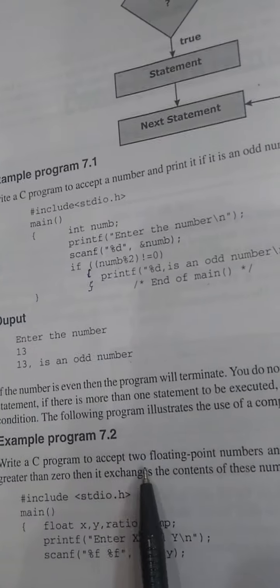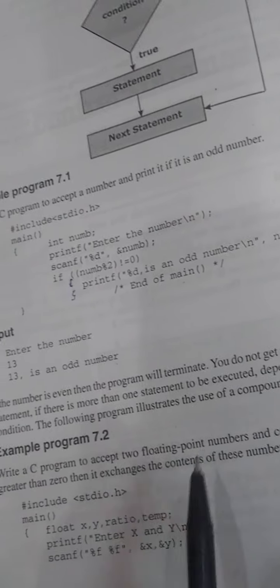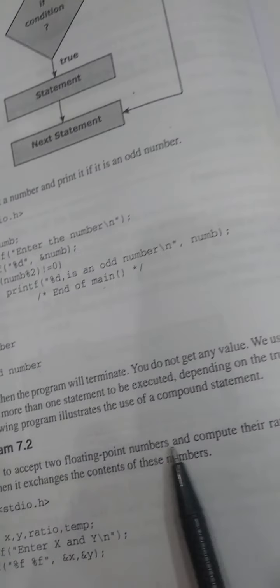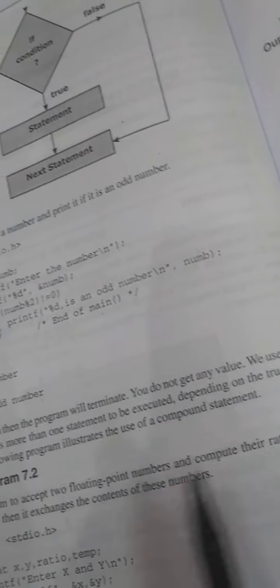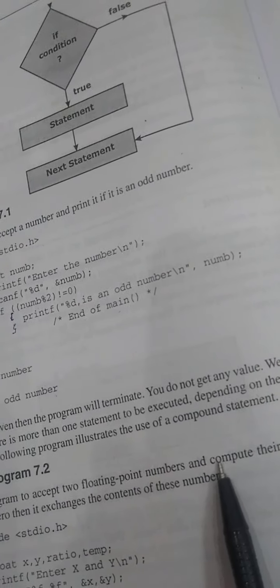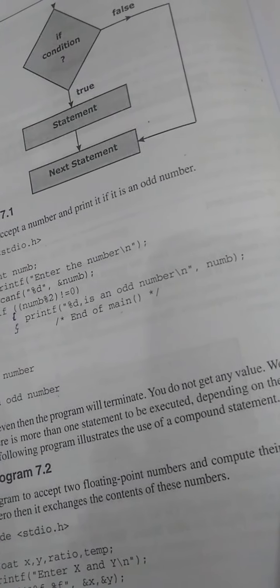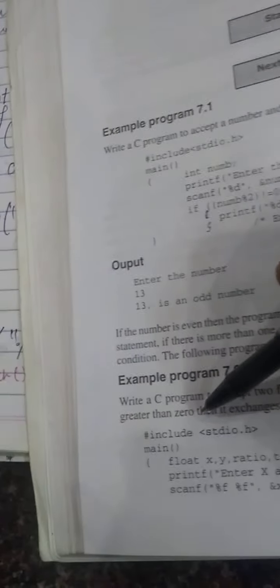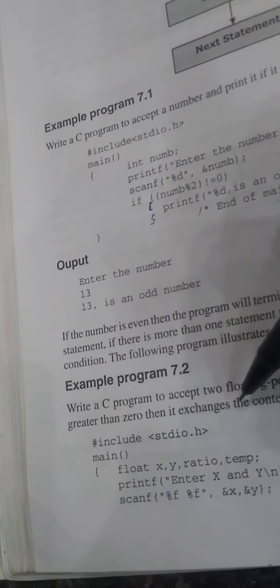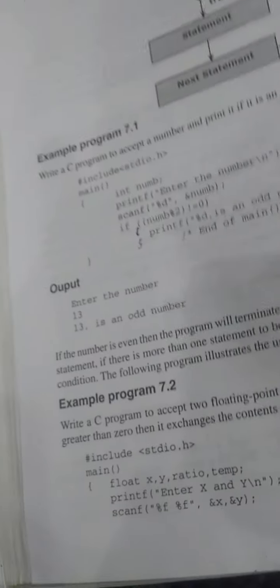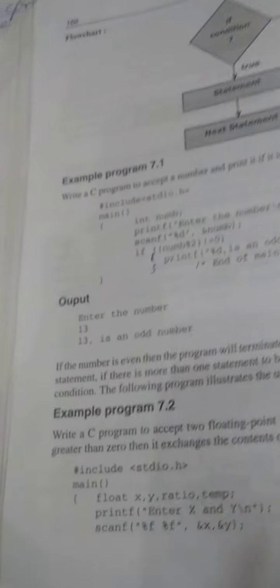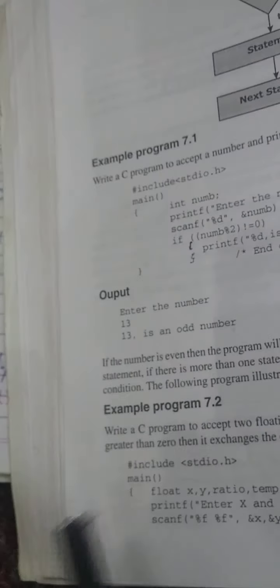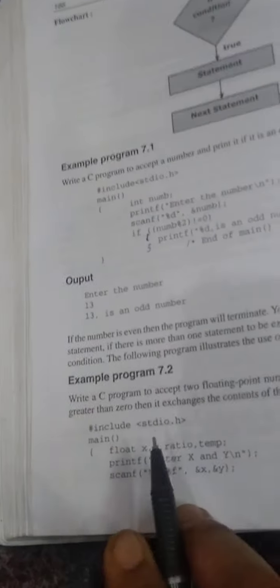Okay, let us see one more example: write a program to accept two floating point numbers. You have to read two floating point numbers and compute their ratio. If x and y are the two numbers, then computing their ratio means x divided by y is equal to how much. And if the ratio is greater than 0, then it exchanges the contents of these numbers. It means x equal to y, then y equal to x, if it is greater than 0. So you have to write the program.